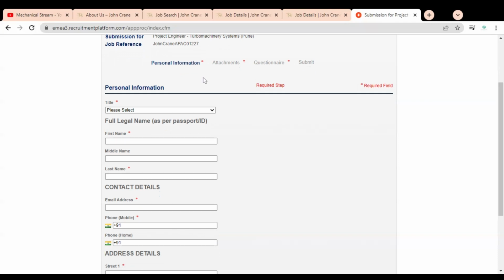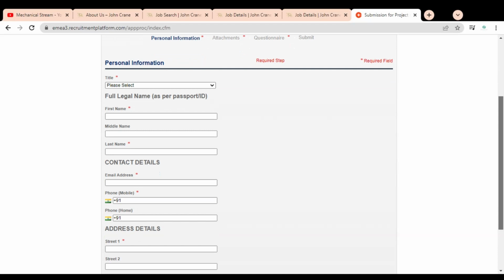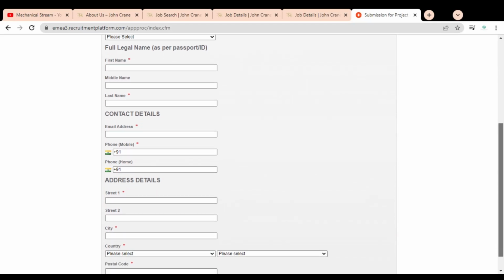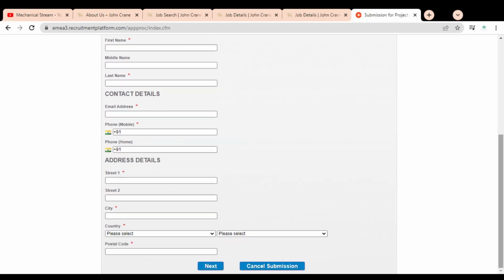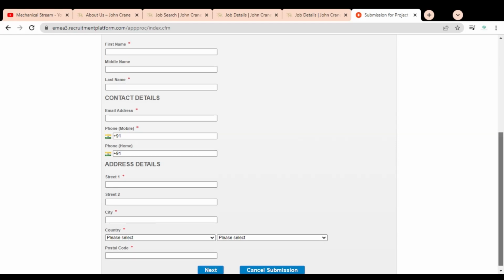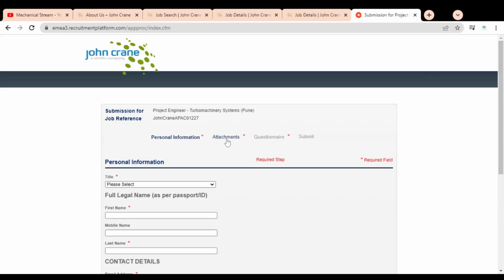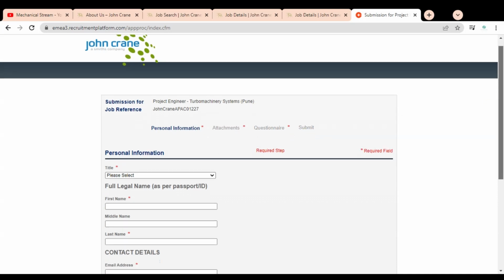In the personal information section, you have to provide the title first, then your personal details like first name, last name, then your contact details and email address, then your address details, and you have to select your country. And after that, you have to click on this next. Once you click next, you will be redirected to the second stage, and after that the third and fourth stage. At the end you have to review your application, and click on submit, and the application will be submitted.